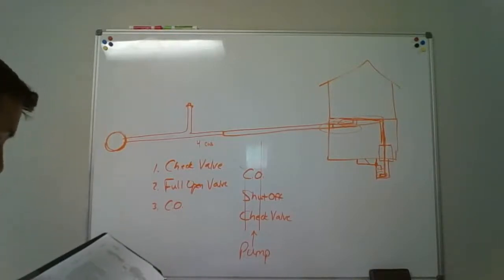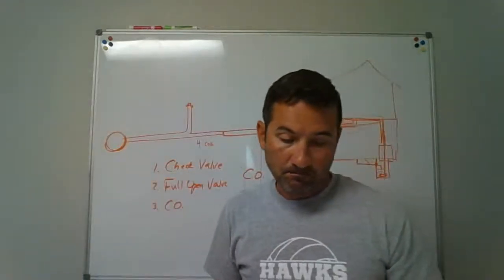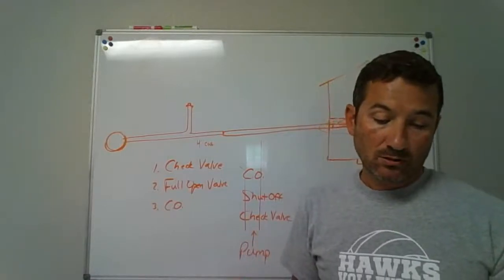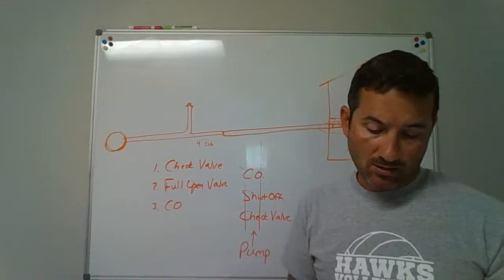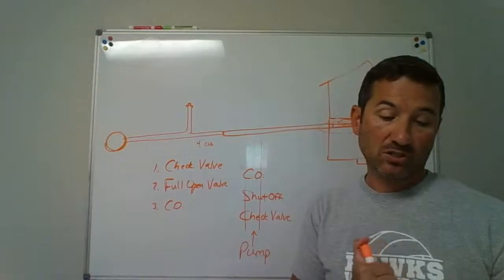All right. Let's see. That's what we've got to have there. Access needs to be able to get to those valves. And yeah, okay. I'll get to what that piping has to be made out of in just a second.